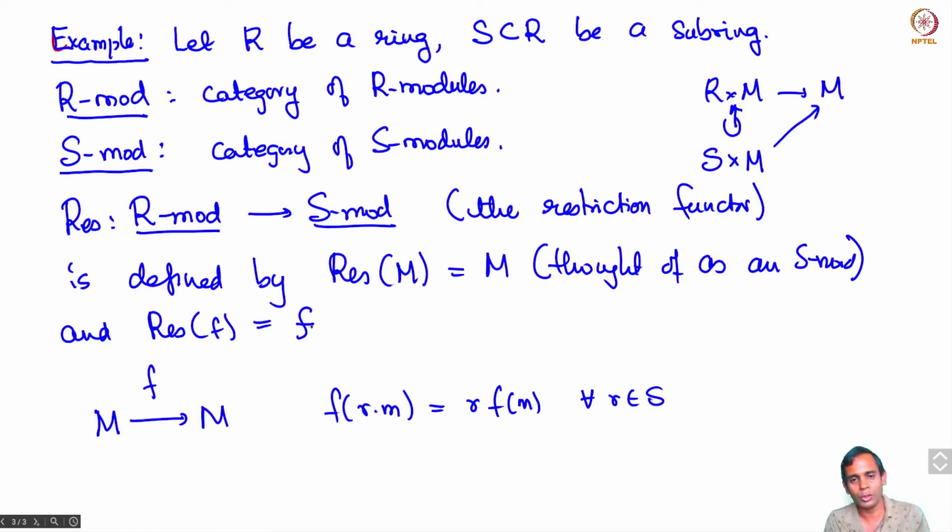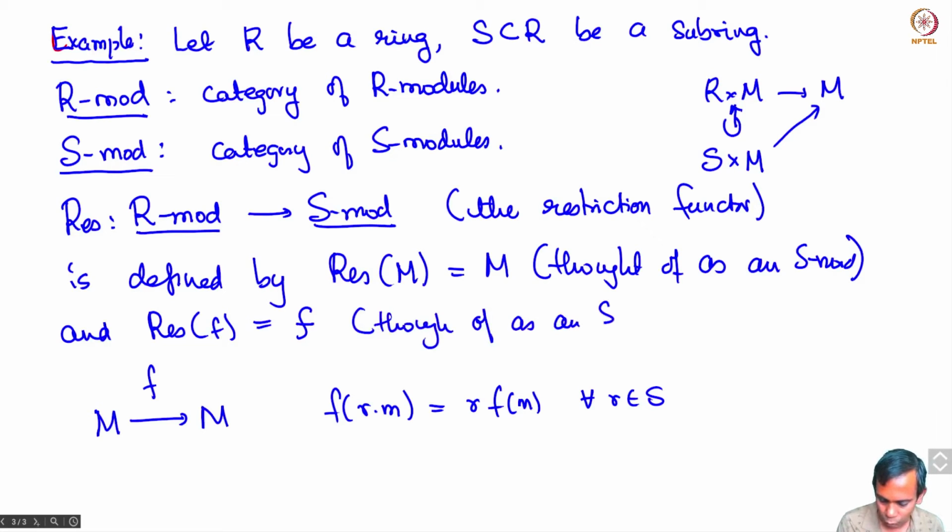So every R module homomorphism is an S module homomorphism, and so you can just define res of F to be F, but now this is thought of as an S module homomorphism. And this is the restriction functor from the category of R modules to the category of S modules.